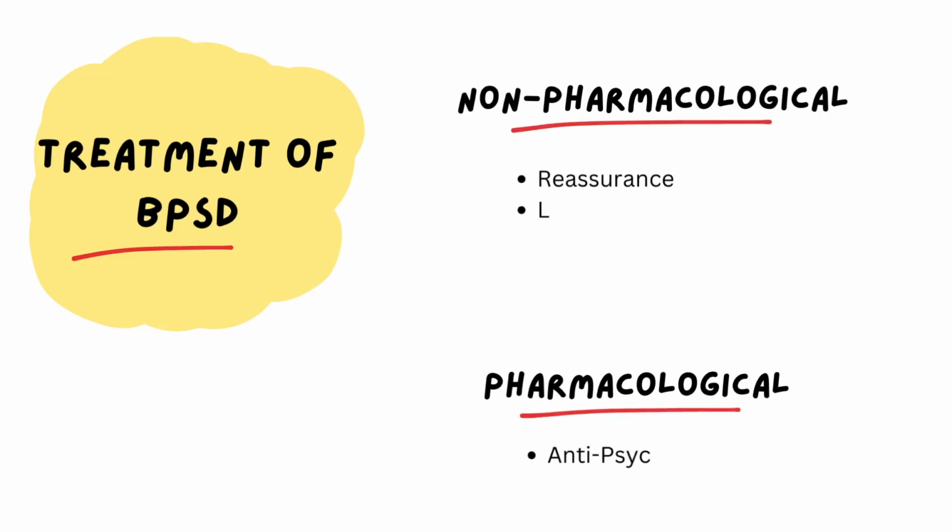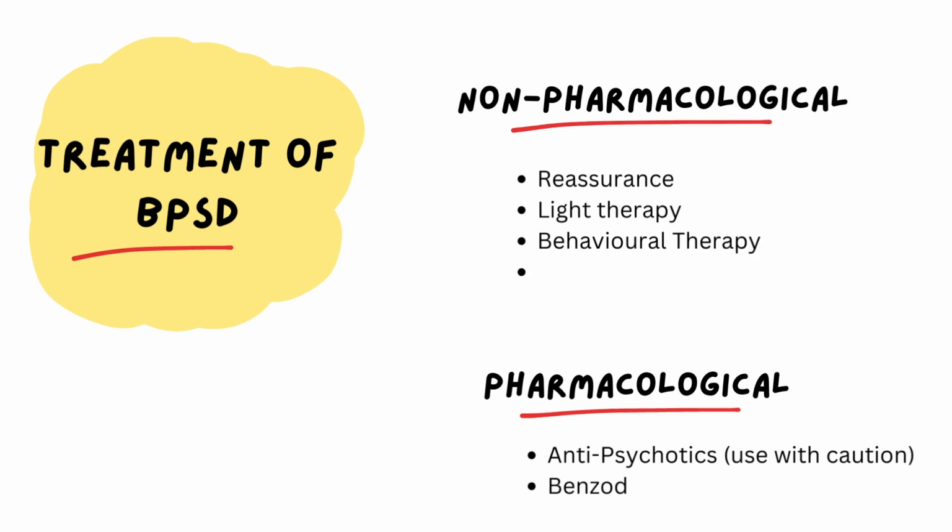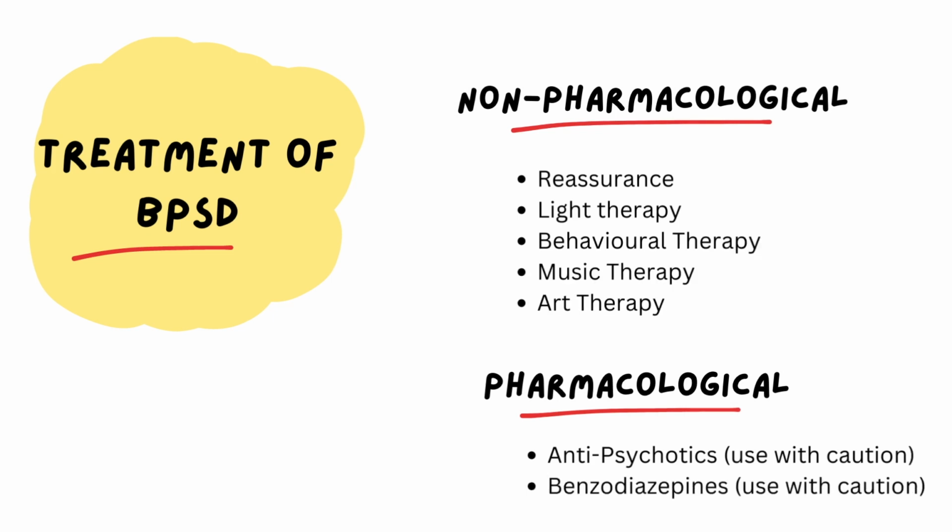Treatment of BPSD is classified according to non-pharmacological and pharmacological management. Non-pharmacological management includes reassurance, light therapy to attempt resetting of circadian rhythm, referral to behavioral therapists, consideration of adjunct therapies like music or art therapy, and education of family members about the disease and how to cope with patients.